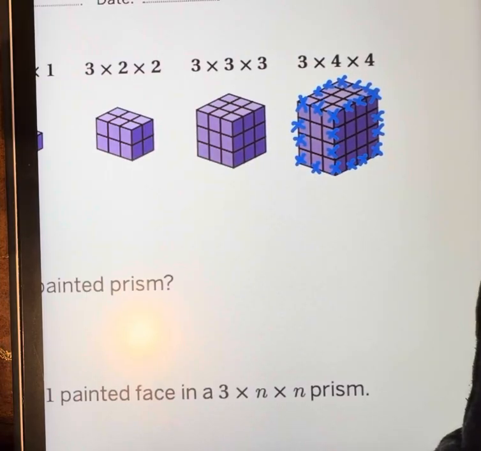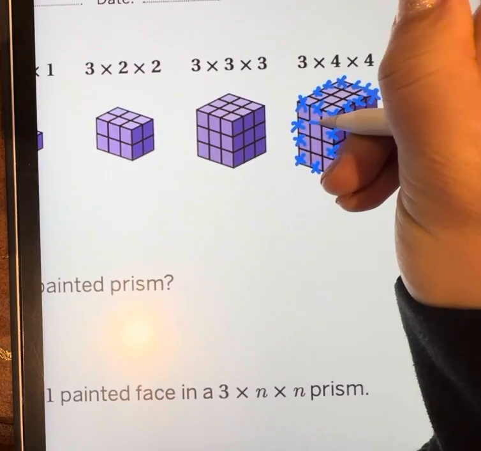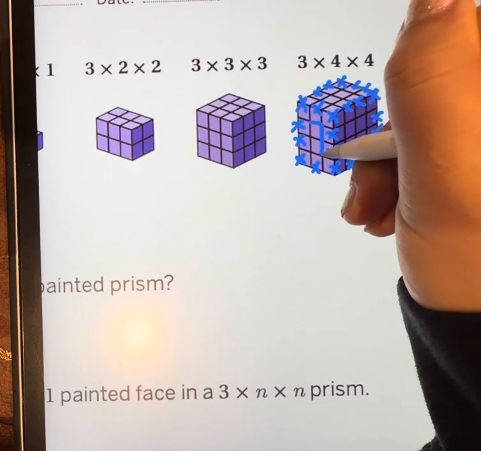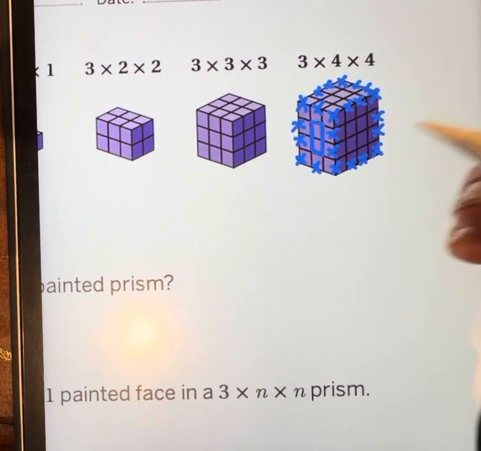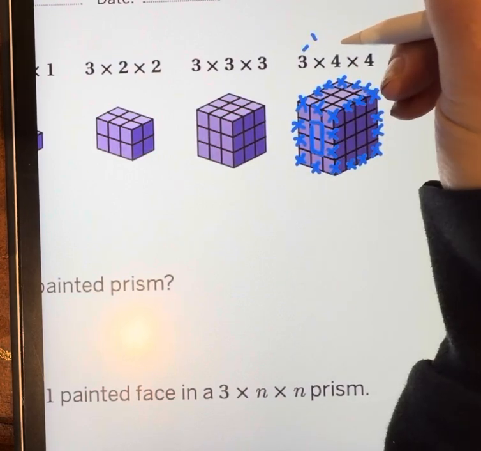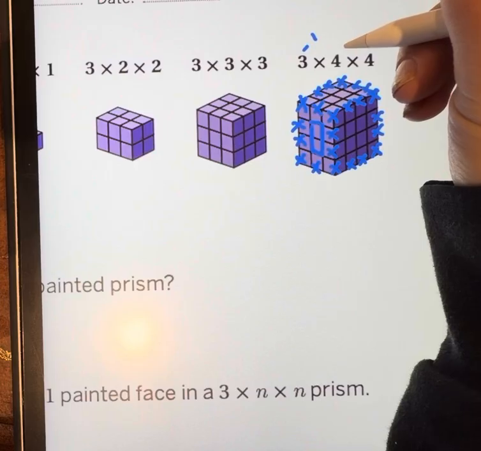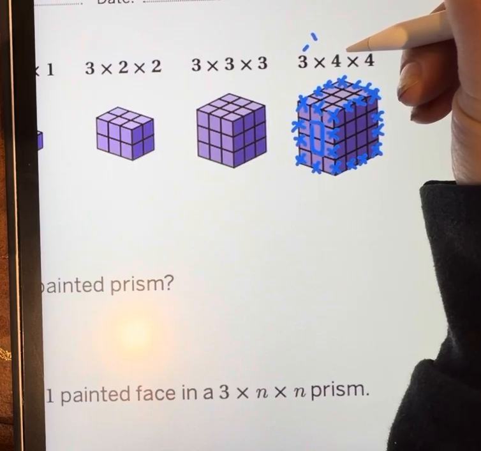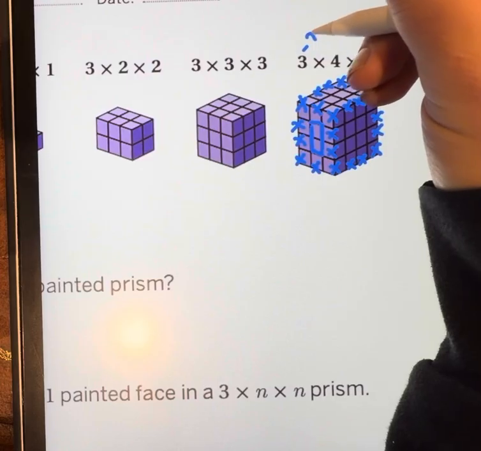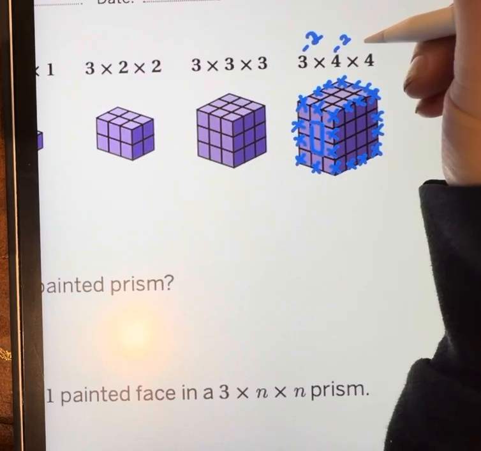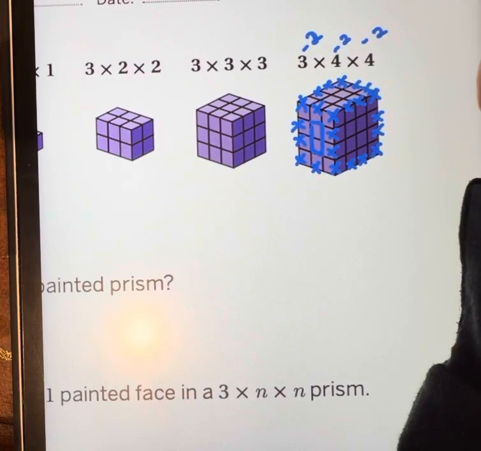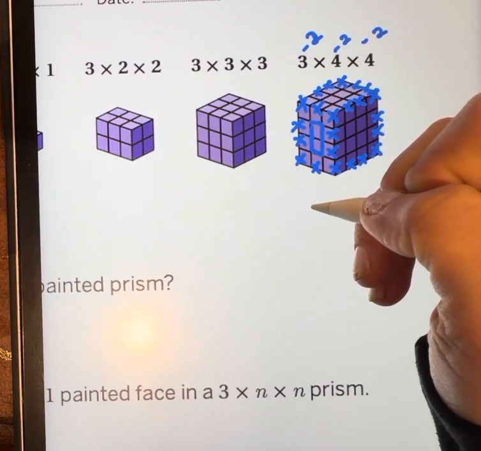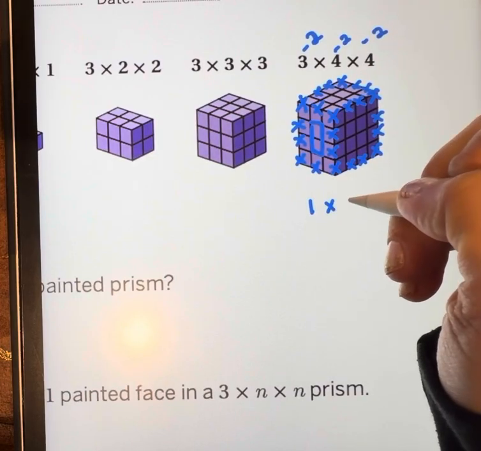Okay, it's just going to be what's in the center. When we take one away, no, do we take one away from every side? We take two away from every side. Okay, so if I subtract 2 from every side, I get a 1 by 2.